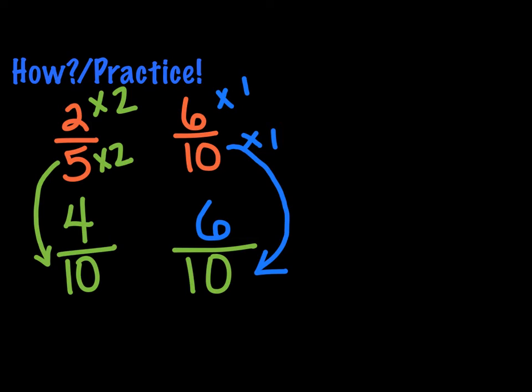So now I'm looking at comparing two fractions that have the same denominator, 4/10 versus 6/10. And 6/10 is definitely larger. So I'm going to state that 4/10 is less than 6/10. So this is another way to compare fractions where we can change the denominator and make them have common denominators.